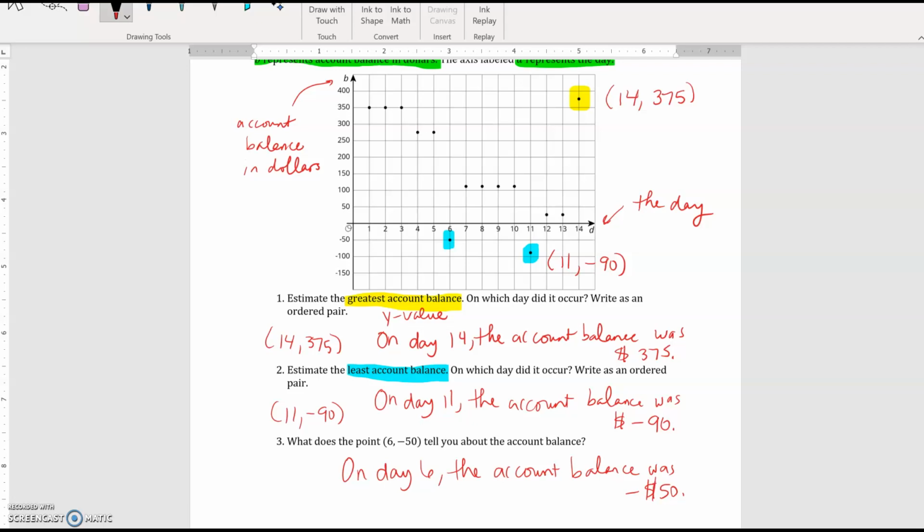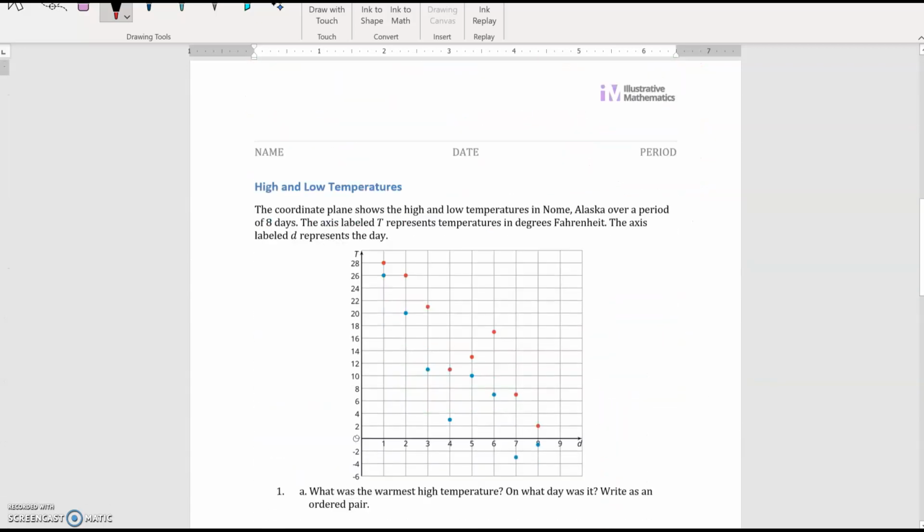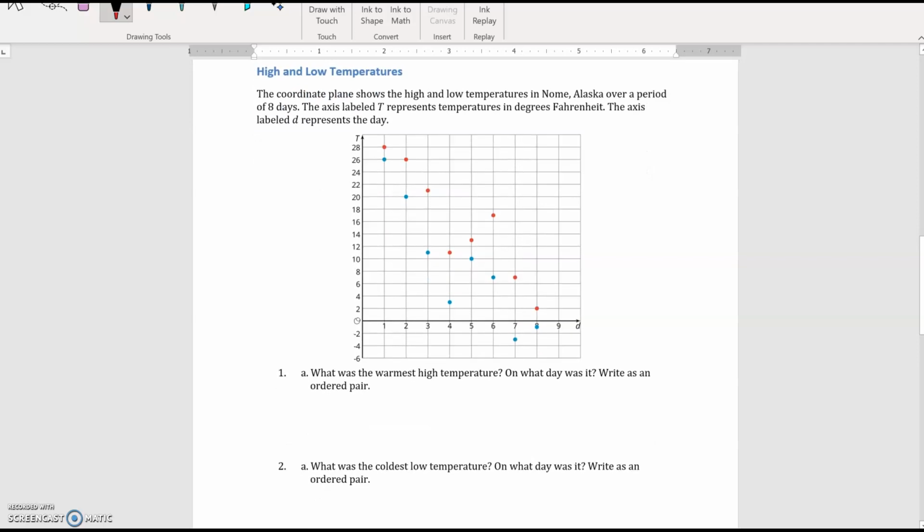Alright, let's move into our next story, which has a different context, but we're going to do similar steps. It's about high and low temperatures. This time, the coordinate plane shows the high and low temperatures in Nome, Alaska over a period of 8 days. The axis labeled T represents temperatures in degrees Fahrenheit. So let's label that. This axis here is temperature in degrees Fahrenheit. And it says that the axis labeled D represents the day. So this axis here is going to be day.